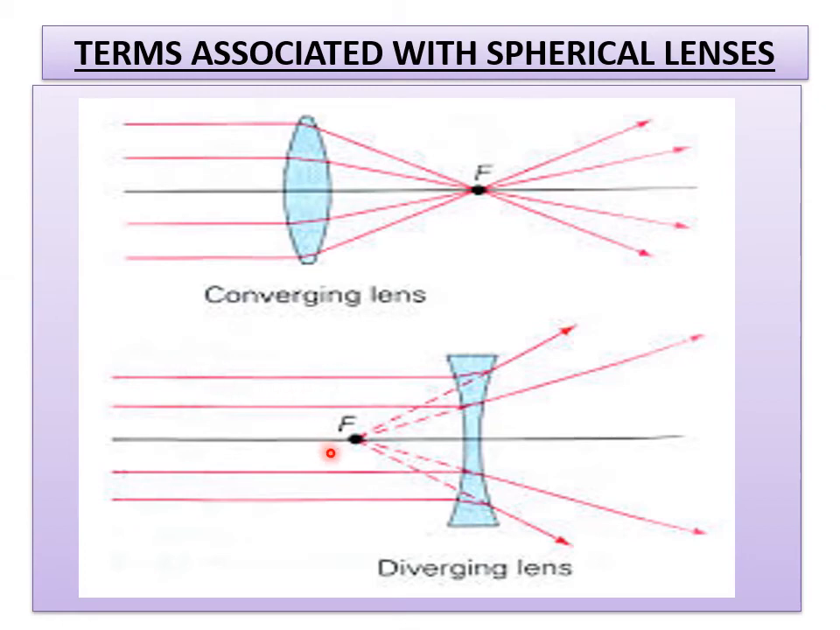Next, when you come to the concave lens, the principal focus of a concave lens is a point on the principal axis from which light rays originally parallel to the axis appear to diverge after passing through the concave lens.